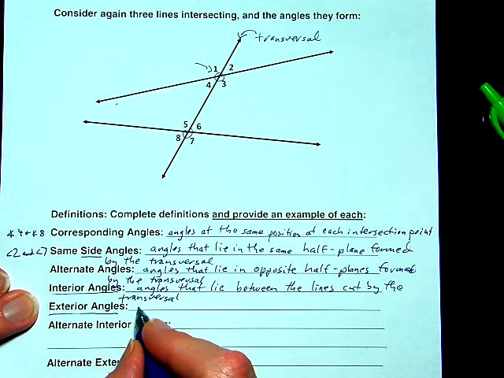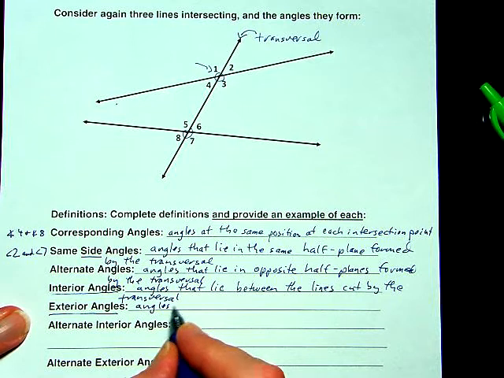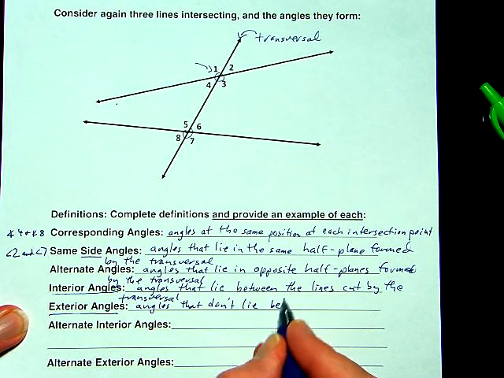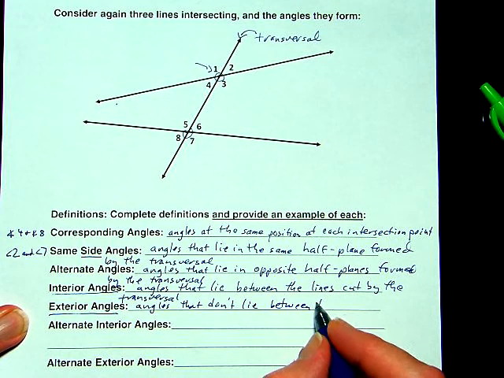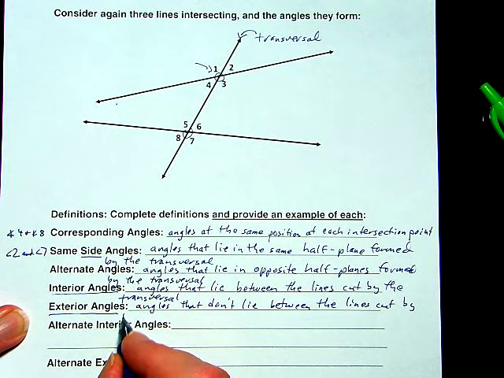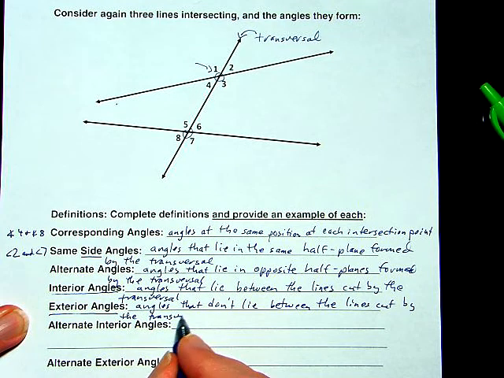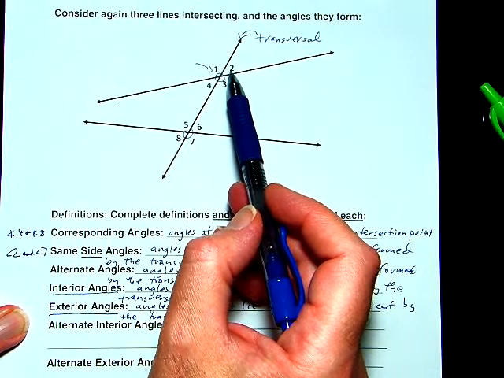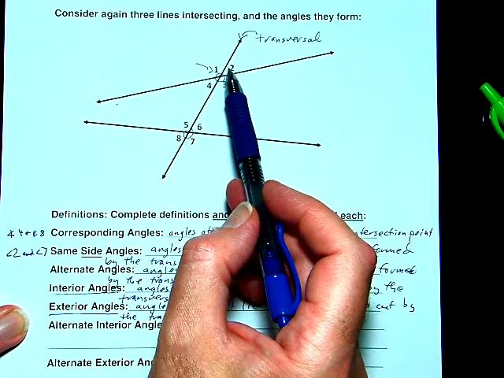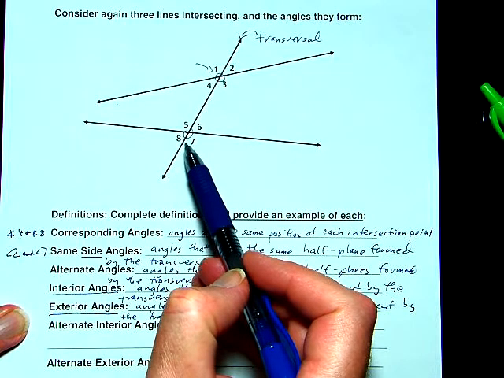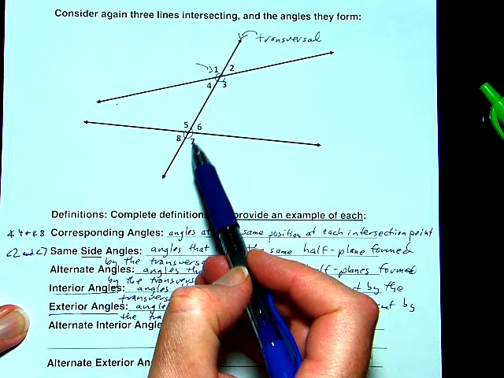Exterior angles would be the other sets of angles that don't lie between the lines. So basically, exterior angles are angles that don't lie between the lines cut by the transversal. Okay, so what would be some exterior angles? Well, 1 and 2 don't lie between the parallel lines, right? They're outside that space between them. And 8 and 7, or 7 and 8, also don't lie between these two lines.